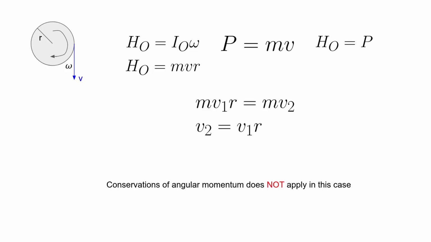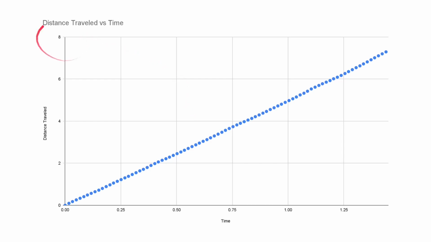So we can conclude that the conservation of angular momentum does not apply in this case. Now, if you look here, here's the proof that the total distance the ball travels versus time is constant. There is no change.